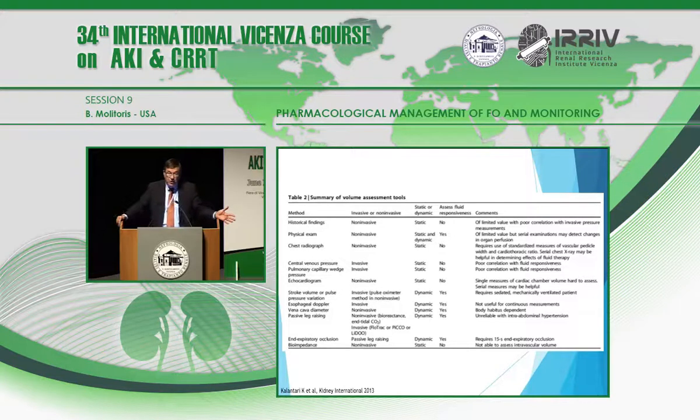I can give any one of you who have normal kidney function in here and normal volume a liter of saline, and I'll guarantee you your cardiac output will go up, your blood pressure will go up, and your GFR will go up, and you're fluid responsive. Doesn't mean you're volume depleted. Okay. Stroke volume, pulse pressure variations, esophageal Dopplers, vena cava diameter. These are all surrogate markers of intravascular volume.